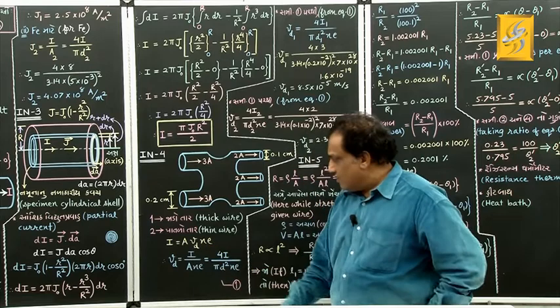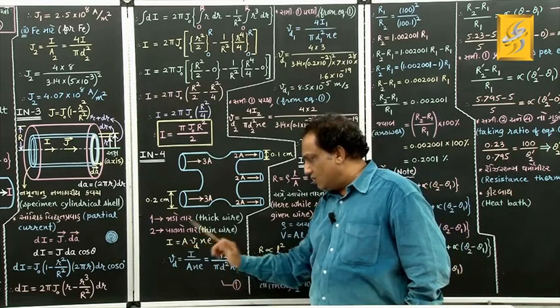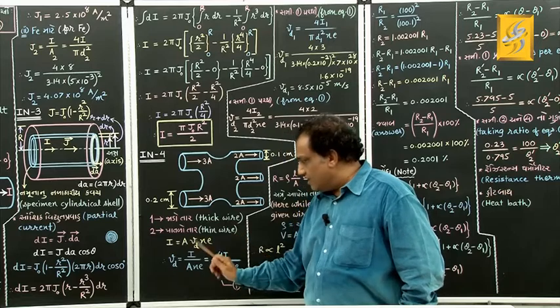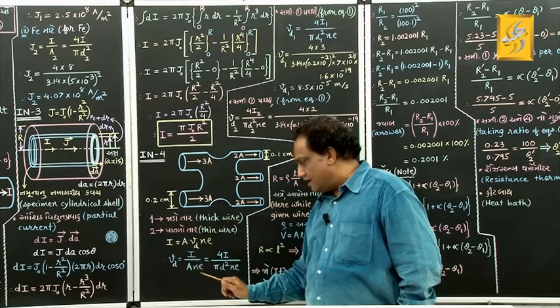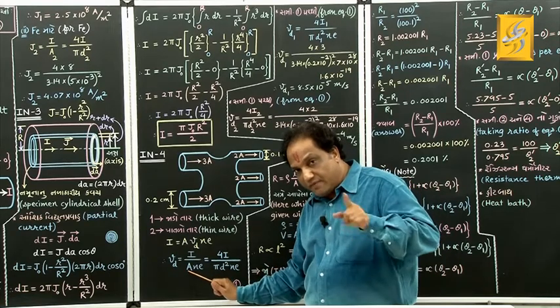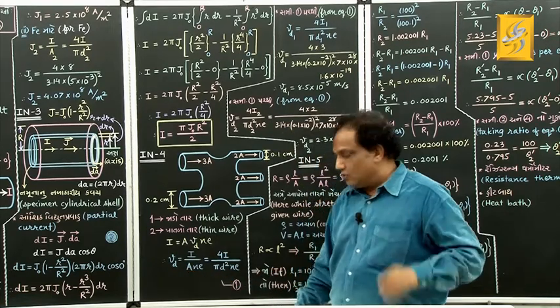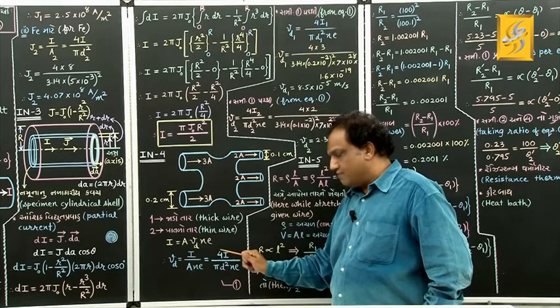Got it? Find out Vd from here. Transfer this A and n and e in the denominator on left side. Vd will be I upon A n e. But what is the circular cross section area in terms of diameter? Pi d square upon 4. So capital A is pi d square upon 4 will go up. Right?